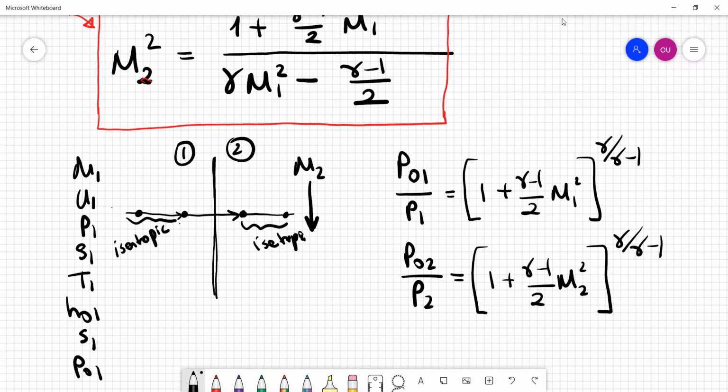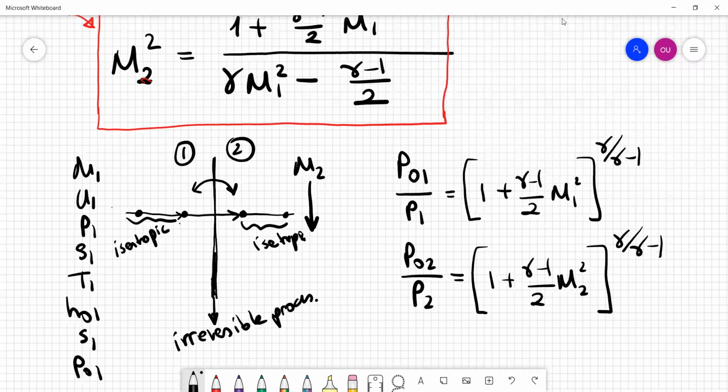But what I cannot do is use these or similar relations like T0 over T, rho 0 over rho, which we call isentropic relations, across the shock wave, because the shock wave is not an isentropic process. Or, let me put it this way, it is not a reversible process. It's what we call an irreversible process.